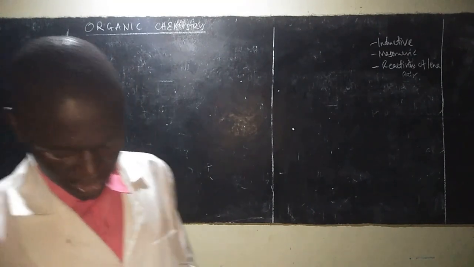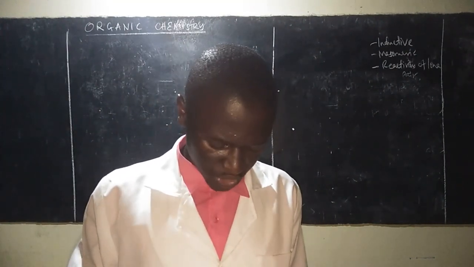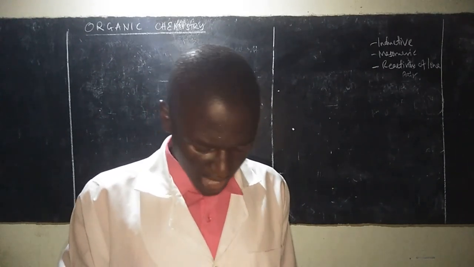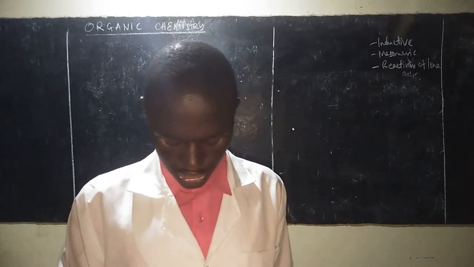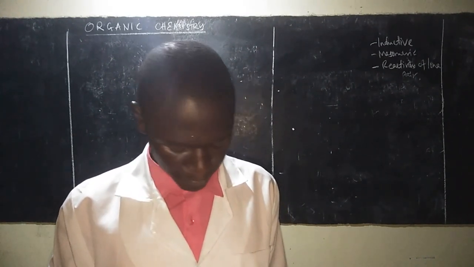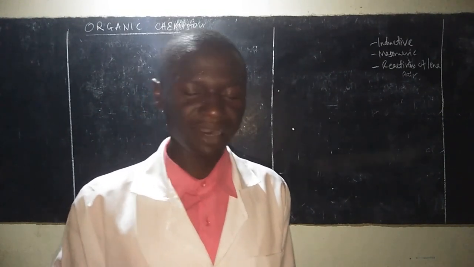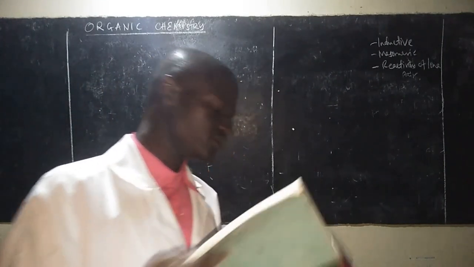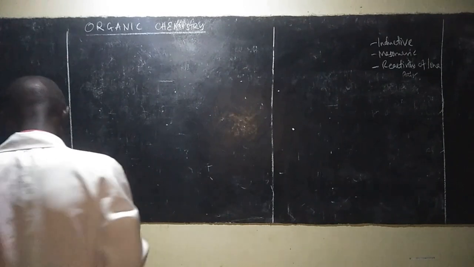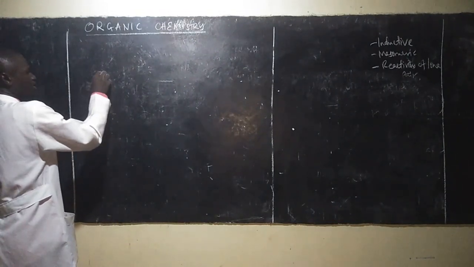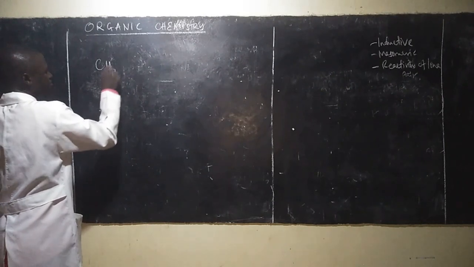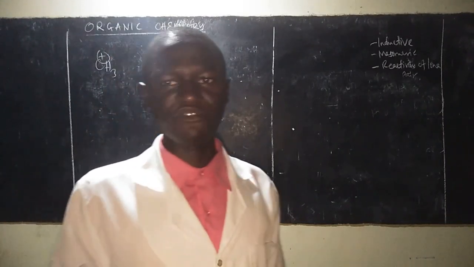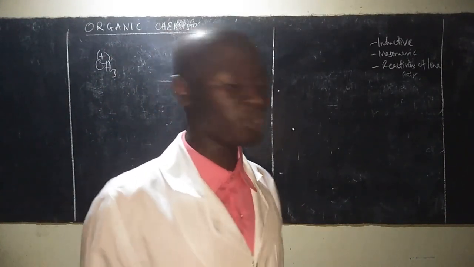Now we are saying that the stability of carbonium ions increases with an increase in the number of alkyl groups due to the positive inductive effect. The alkyl groups release electrons to the carbonium, bearing the positive charge, and thus stabilize the ion. Now, the carbonium ion can be written as, let's say, CH3 positive. This is just an example.